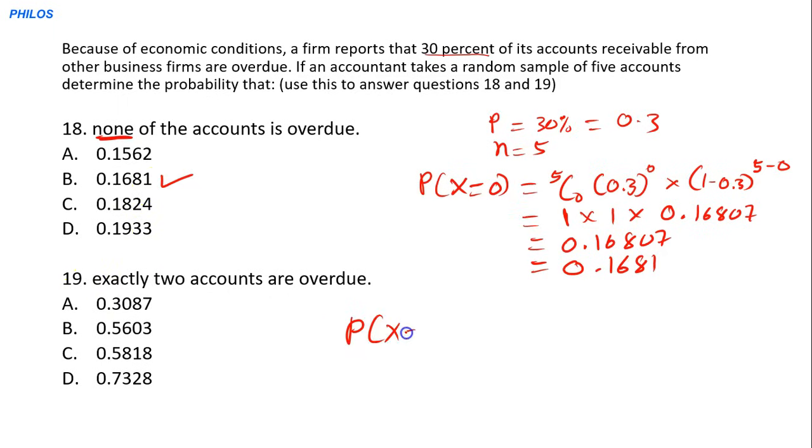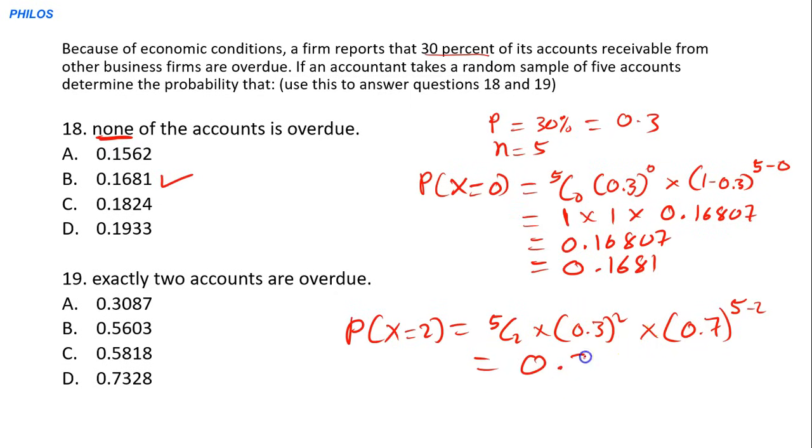So probability that X is exactly 2. That will be 5 combination 2 times 0.3 exponent 2 times 0.7, that is 1 minus 0.3, exponent 5 minus 2. So if you put this on your calculator too, you get 0.3087. So the correct answer for question 19 is A.